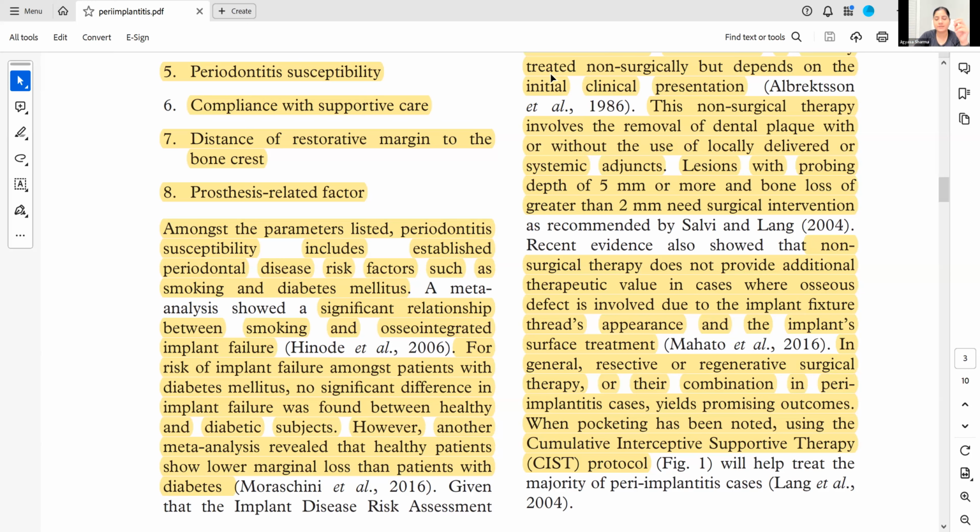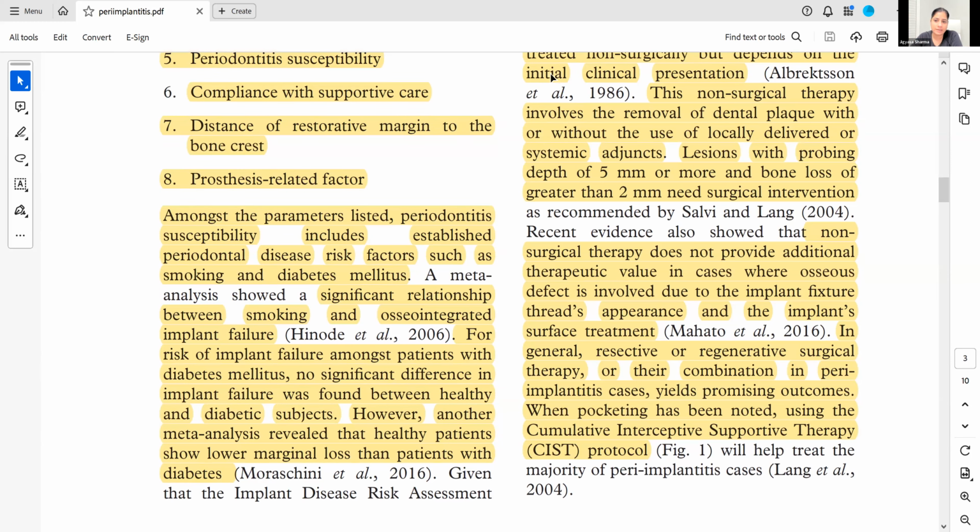That is one criterion that you need to memorize when you're assessing the reports and feeding it in your charts. Probing depths more than 5 mm, sorry, and your bone loss more than 2 mm is the surgical intervention time.